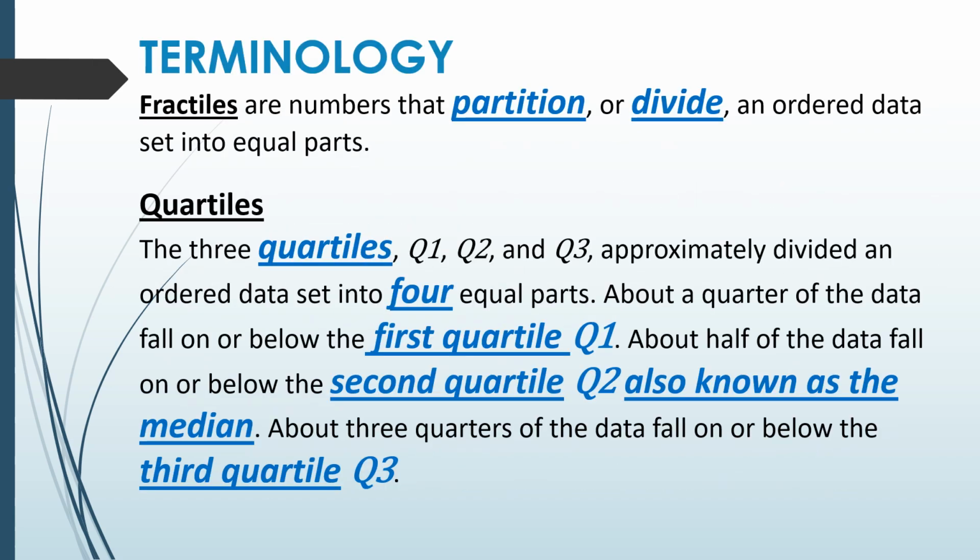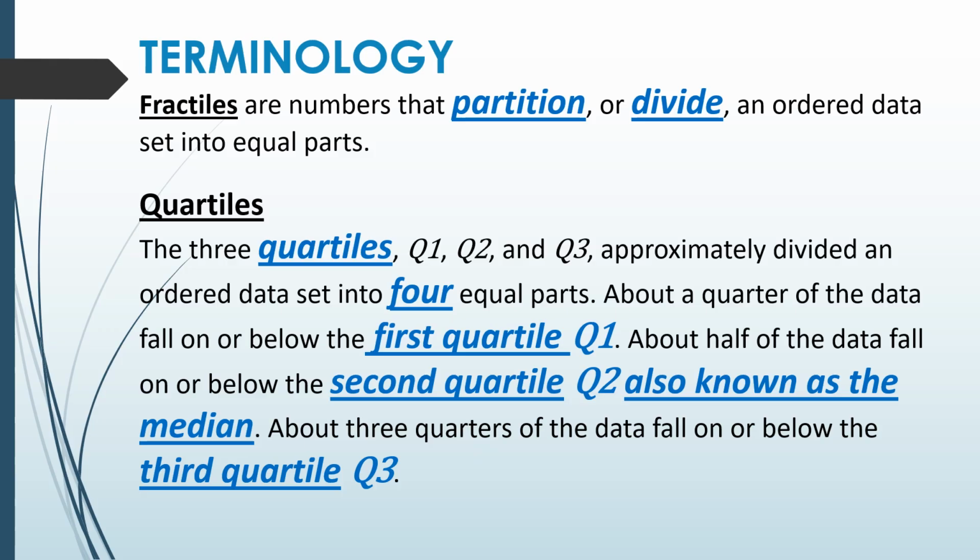Some terminology. Fractiles are numbers that partition or divide an ordered data set into equal parts. Quartiles is what we're focusing on today. The 3 quartiles, Q1, Q2, and Q3, approximately divide an ordered data set into 4 equal parts.